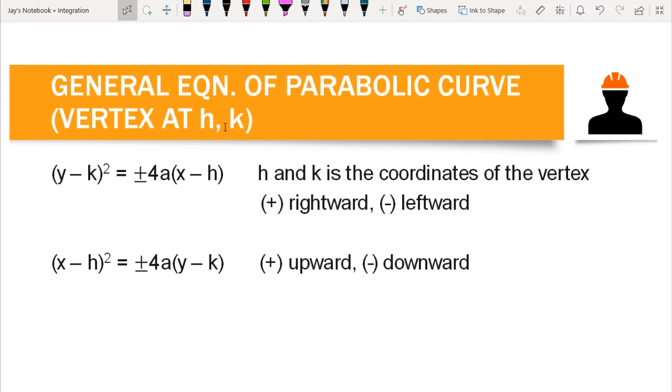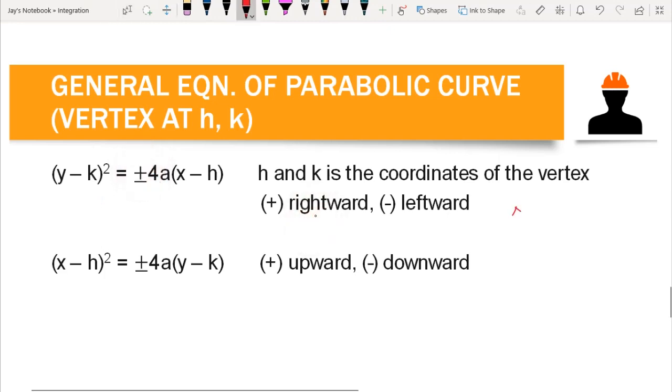Now we know that the general equation of the parabolic curve from our analytic geometry is (y - k)^2 = ±4a(x - h), where h and k are the coordinates of our vertex. When we say vertex, that is the maximum point or the minimum point of our parabola. Okay, so therefore, if we have a positive equation here, then we have rightward.